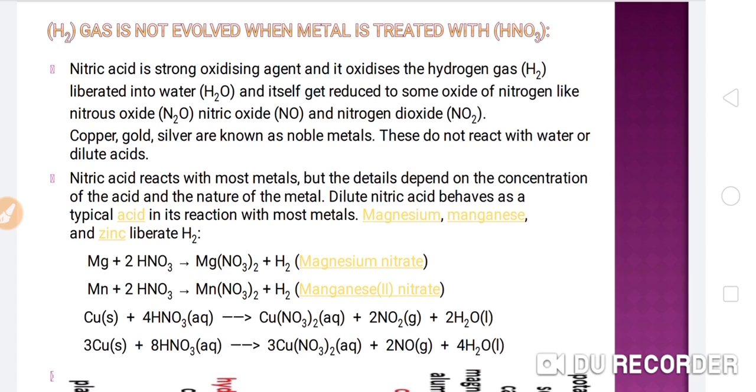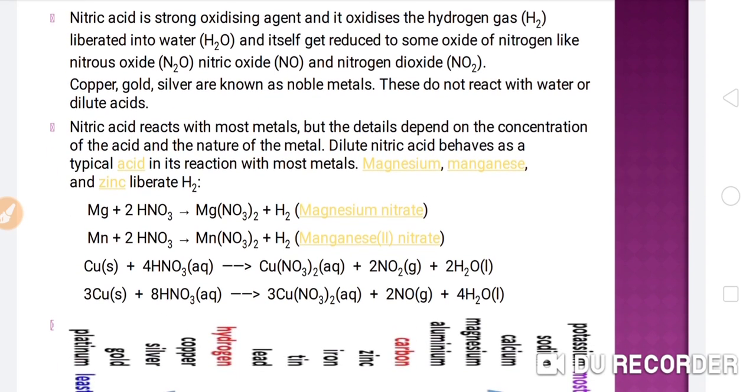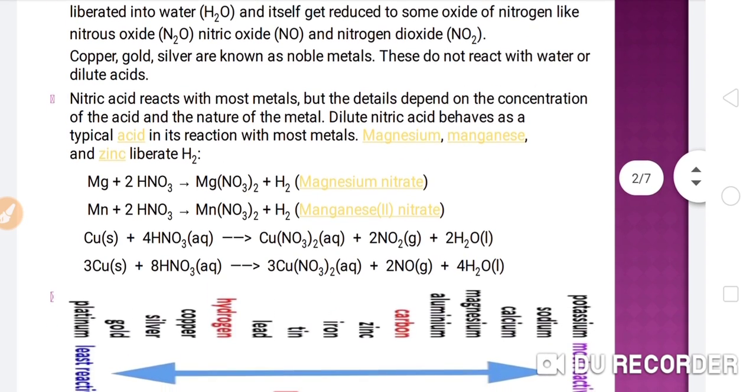In the above point, we discussed that nitric acid reacts with the metal but no hydrogen gas evolves. But here, some metals like magnesium, manganese, and zinc, the three metals given, on reacting with nitric acid will give hydrogen gas. So let's see their reactions. First, magnesium, when it reacts with nitric acid, converts into magnesium nitrate and hydrogen gas is evolving here. This is a very important point. As well as manganese, when it reacts with nitric acid, gives manganese nitrate and hydrogen gas is evolving.